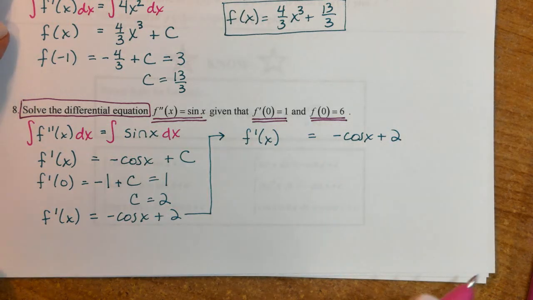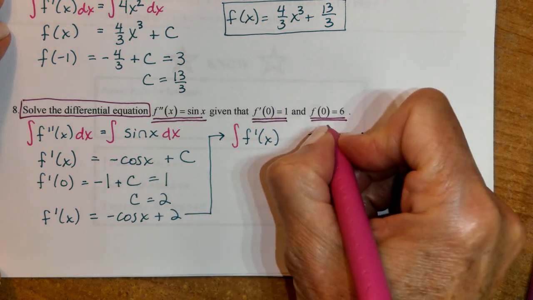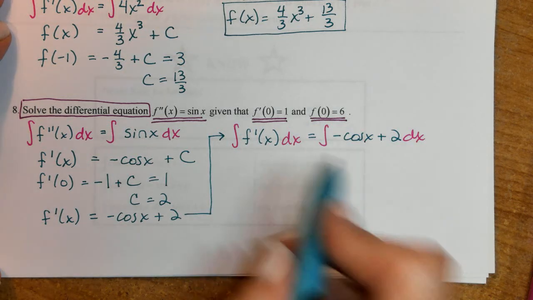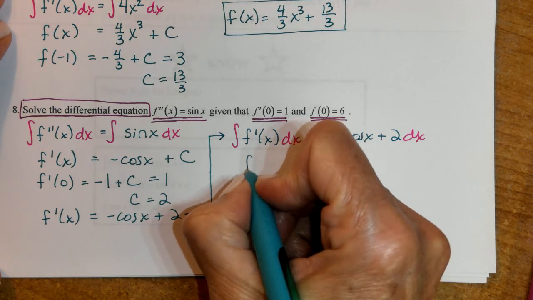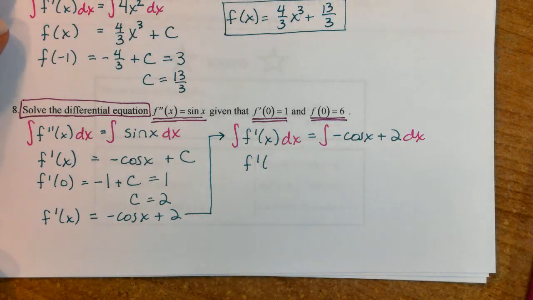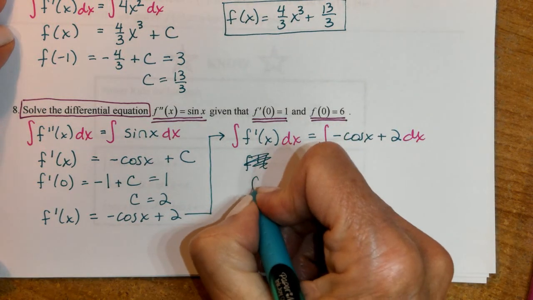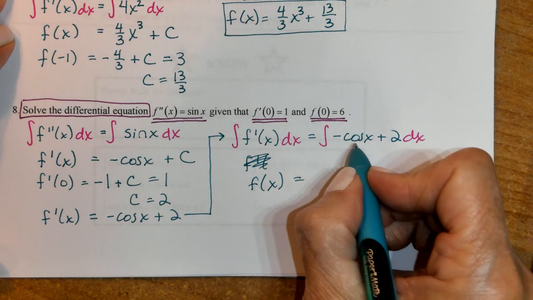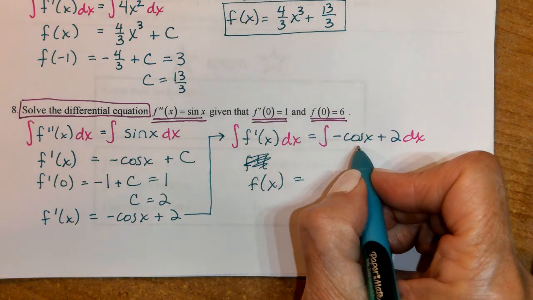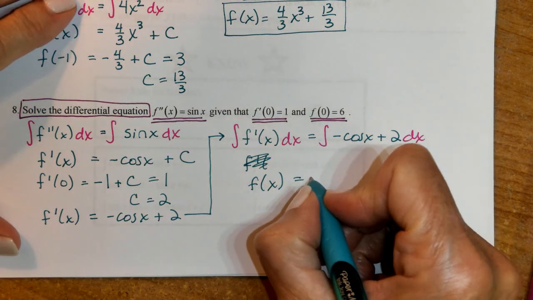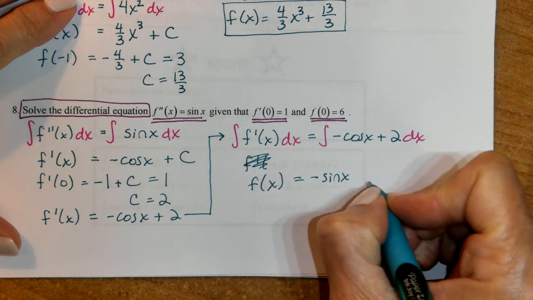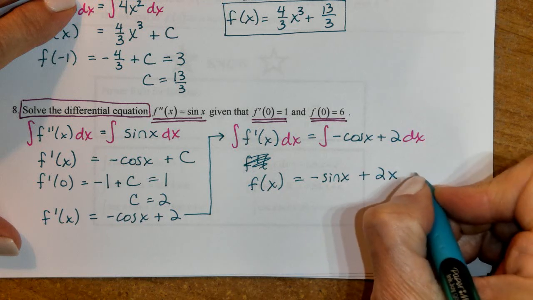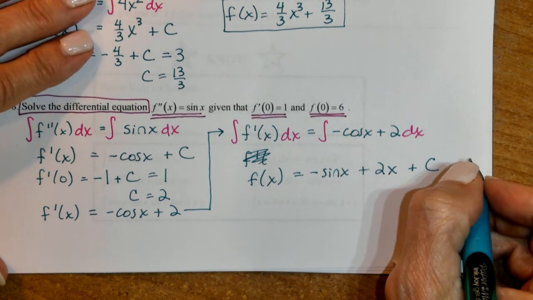So there's my f prime. I'm going to take the integral of each side with respect to x. The integral of f prime is f. The integral of negative cosine x: what function's derivative is negative cosine x? That would be negative sine x. Plus the antiderivative of 2 with respect to x is 2x plus some other constant.